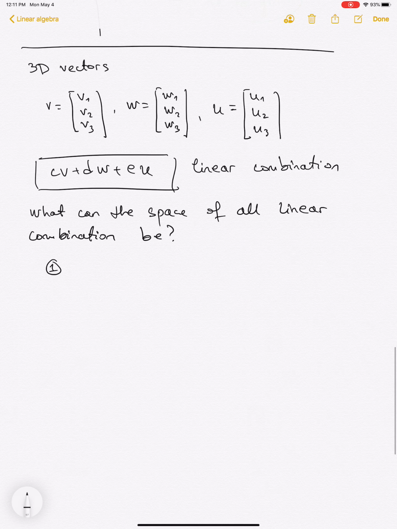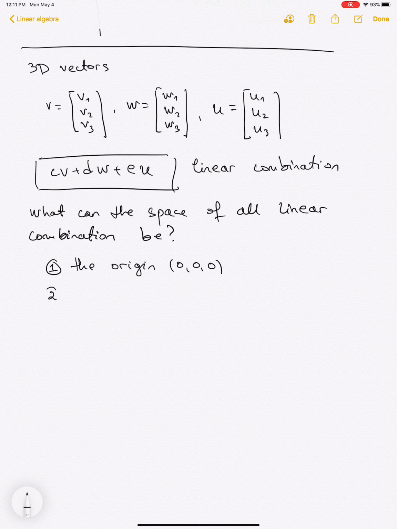Well, if all three vectors are the zero vector, then the linear combinations, no matter your choice of C, D, and E, would again be the zero vector. So one possibility is the origin, which now will have three components because we're in three space.